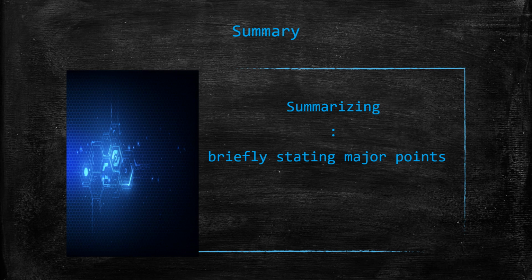Now, let's move to summarizing. What is summarizing? Summarizing means briefly stating the major points of a reading. What makes a summary different from a paraphrase is that a summary does not attempt to cover all of the reading's key points and details. It is usually 20% or less than the length of the original.